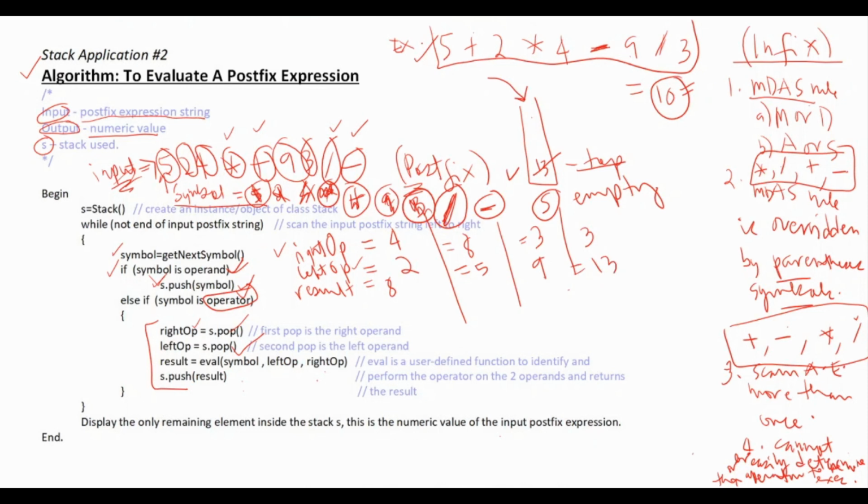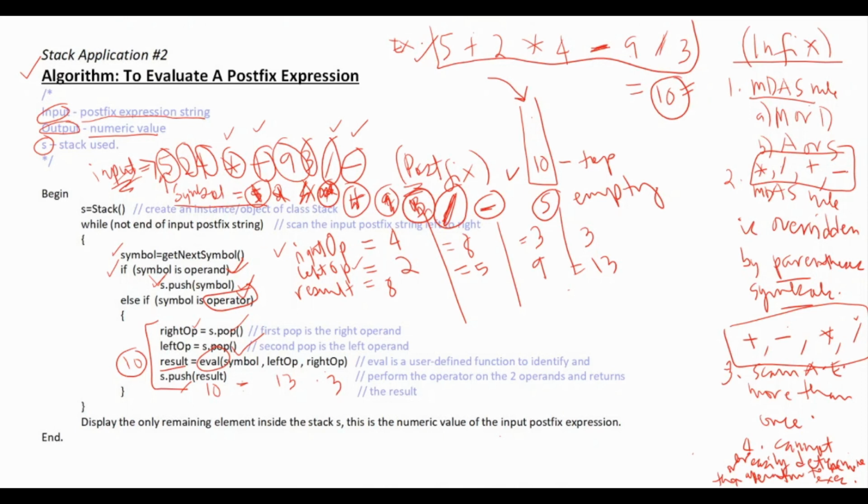So the state of the stack now is that it is empty. After that, we call the eval function performing the symbol operator minus on the two operands, where the left operand is 13 and the right operand is 3. So 13 minus 3, the value returned by eval is 10, and that is the value assigned to result. And then we push result, which is 10, into the stack. So we have here 10, and this is the top of the stack.